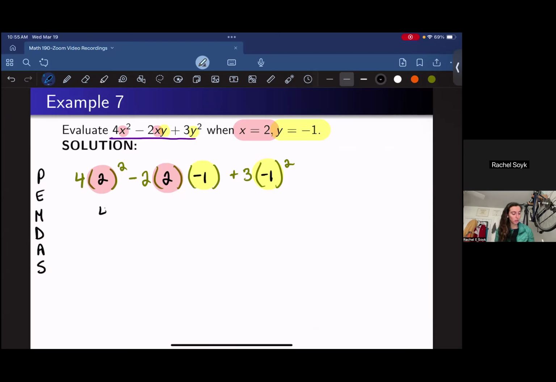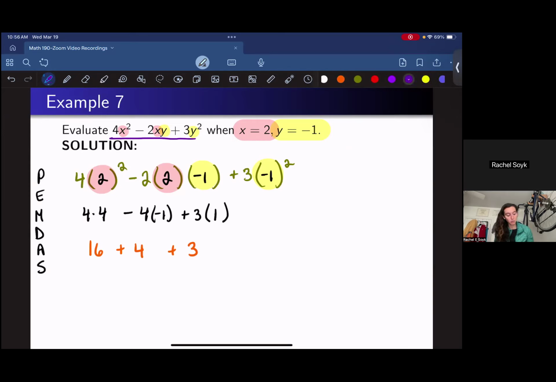2 squared is 4. 2 times 2 is 4. -1 in parentheses squared is +1. Let's keep going. 4 times 4 is 16. -4 times -1 is a +4. And 3 times 1 is 3. 16 plus 4 is 20. And 20 plus 3 gives us our final result of 23. And we're done.